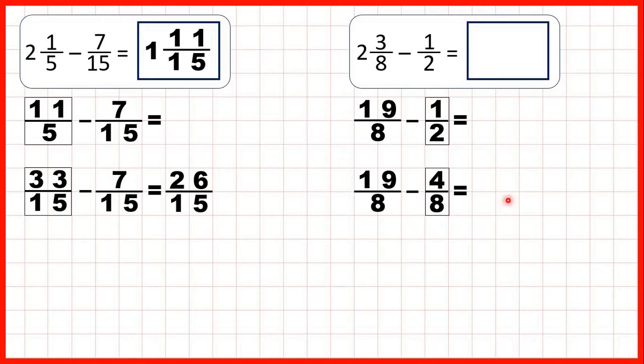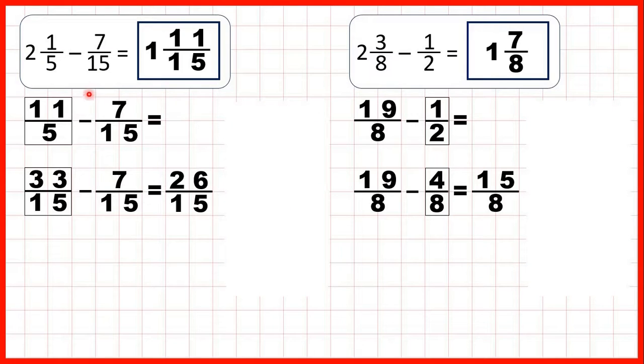So now the denominator stays the same in our answer. 19 minus 4 is 15, so if we write our answer as an improper fraction, we have 15/8. But if we want to turn that back into a mixed number, 15 divided by 8 is 1 remainder 7, the denominator stays the same, so our answer is 1 and 7/8.